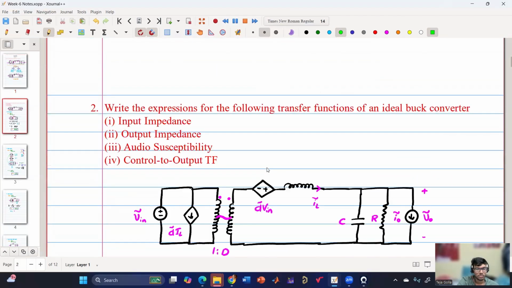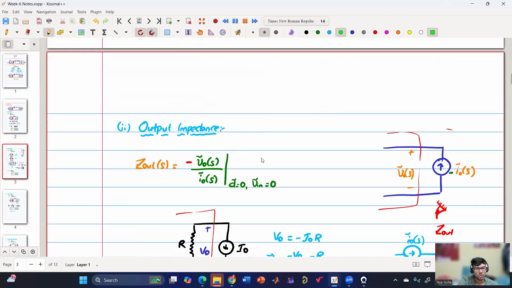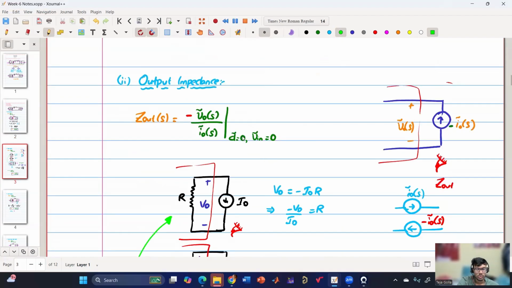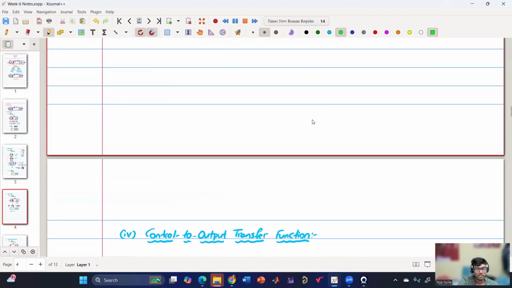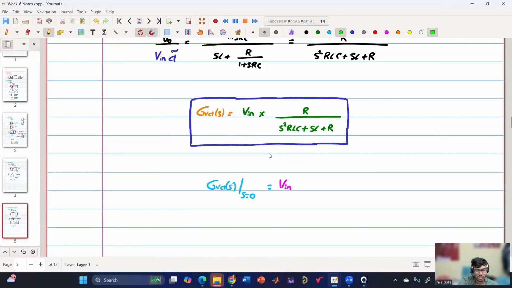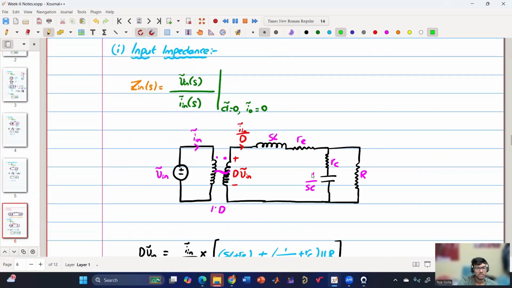Once we got the AC equivalent model, we understood the significance of these different transfer functions, how they are defined, and how to get them. The steps are: first identify which transfer function we are being asked for, then write the definition of that, then remove the other perturbation terms from the circuit, redraw the circuit, and get the expression. We followed the same step by step guidelines for all the transfer functions and got the expressions. If there is a practical buck converter, then there will be parasitics, but the entire process remains the same.